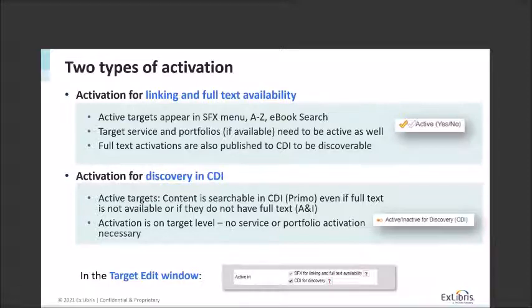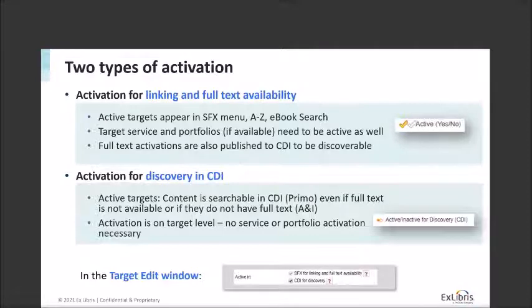Additionally, what happens for CDI is that anything that you activate in full text will also be published to CDI to be shown in CDI as full text online and be discoverable. So this is new. Something to keep in mind is that in SFX there are different levels. There is activation on the target level, but also if there is a target service and portfolios, these also need to be active in order for something to be fully activated. So if you activate Springer, you need to activate the target service, and the portfolios that you subscribe to. So this is the first type of activation, and that's the full text activation.